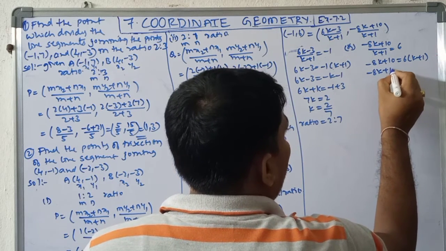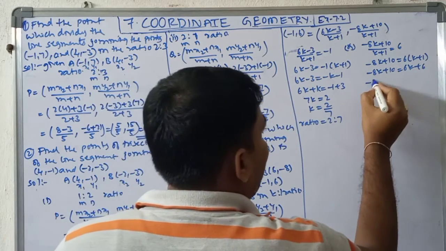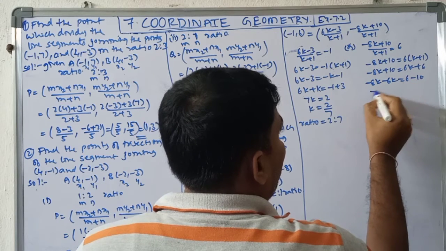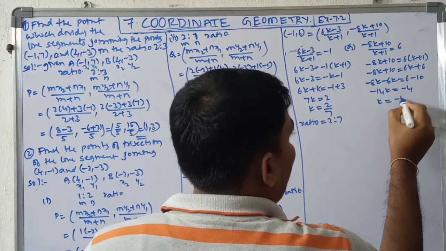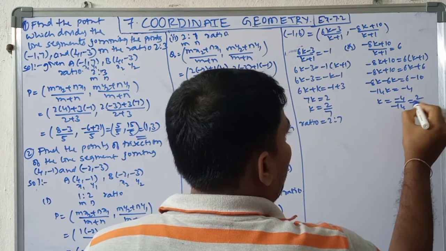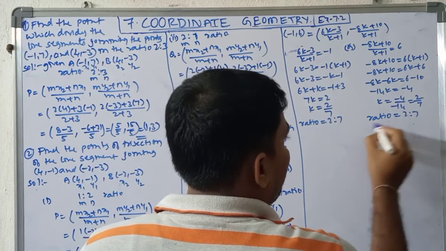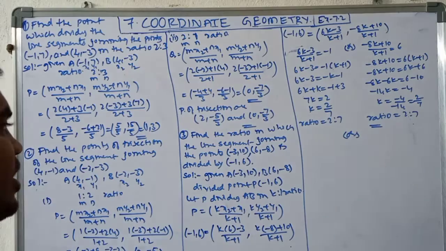Minus 8k plus 10 equal to 6k plus 6. So 6k this side: minus 8k minus 6k equal to 6 minus 10. Minus 14k equal to minus 4. K equal to minus 4 by minus 14. Cancel, 2 by 7. Ratio equal to 2:7. Or else, another method I will tell you.